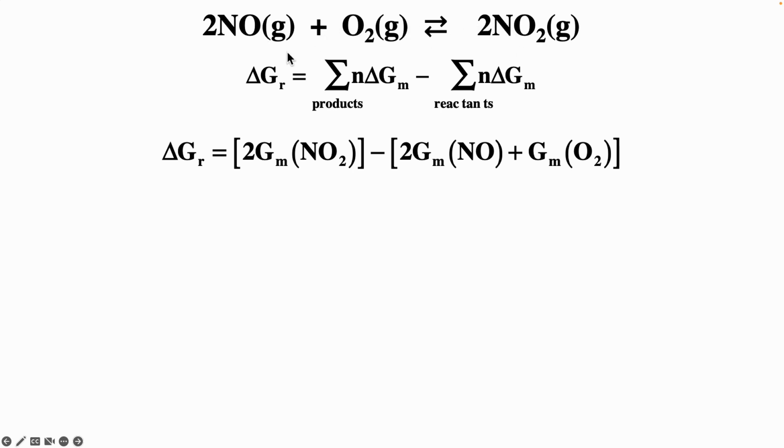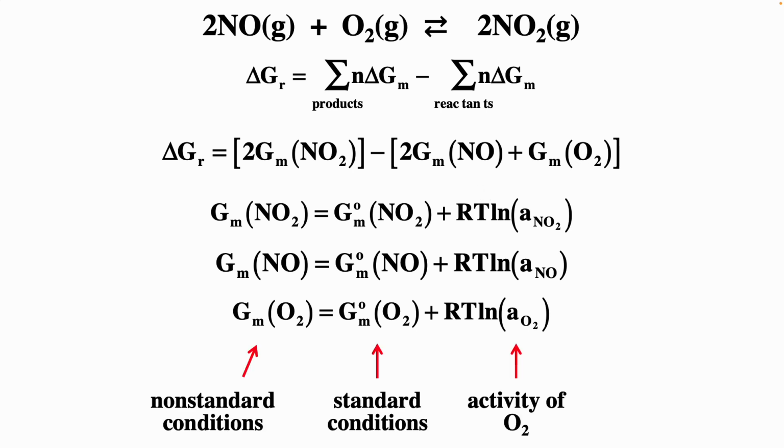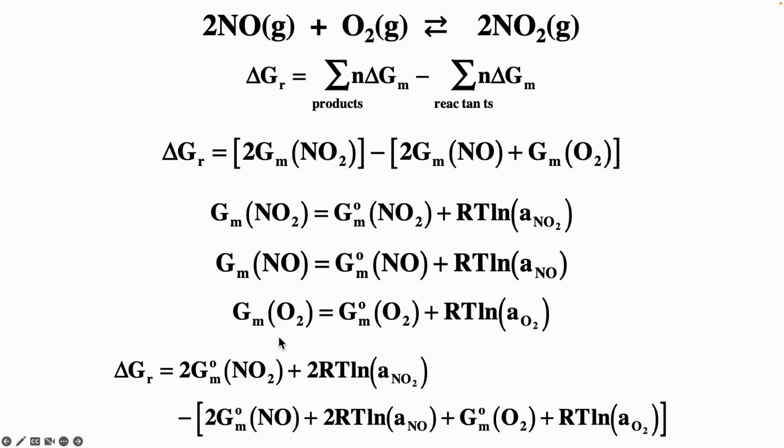Now again, we saw that even for non-standard Gibbs free energy, we can do products minus reactants. And we saw the expression for our molar Gibbs free energy. And so we plug in the expression for our molar Gibbs free energy here, here, and here. Again, this is non-standard, this is standard, and then this is the activity. And so now if we plug in this stuff for the molar Gibbs free energy, we get this. Now notice that we got standard Gibbs free energy here, here, and here.